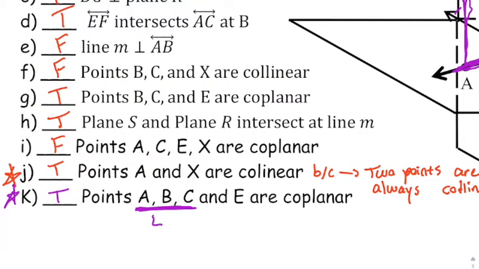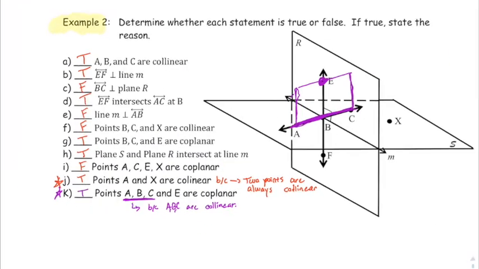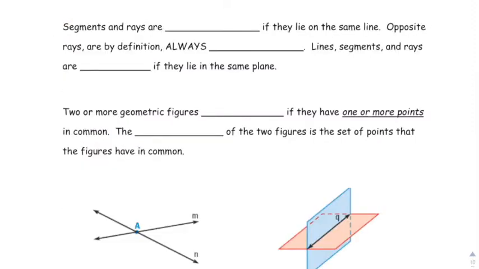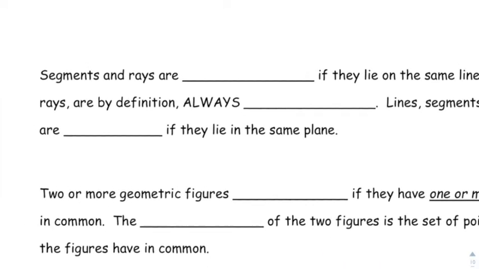So I'll write a little note here. I'll say because A, B, and C are collinear. That's why that is true right there. Segments and rays are blank if they are on the same line, so I guess we can say collinear.